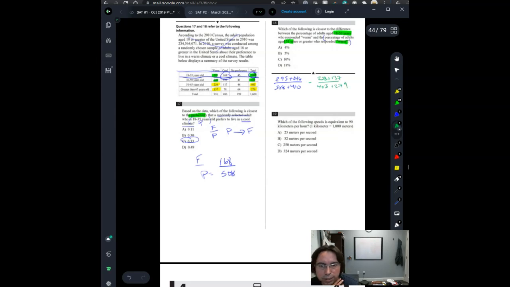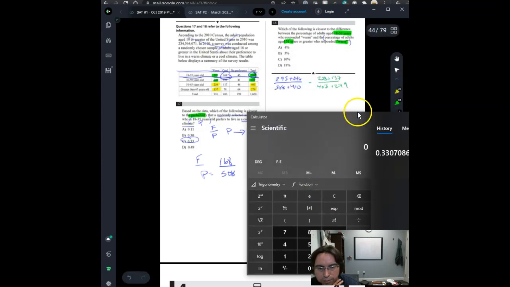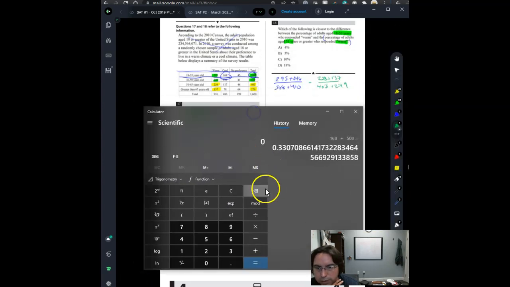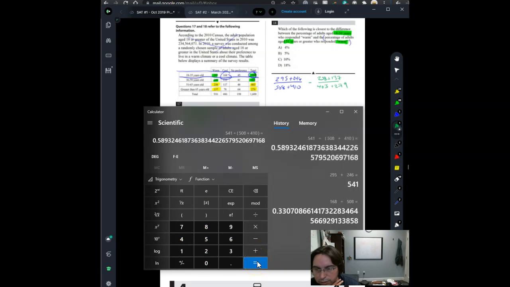So okay, I need my calculator again for all of this. Here I can see I have 295 plus 246, and then we're going to divide that by adding the two bottom terms of 508 plus 410, and that's going to give me 58.9.